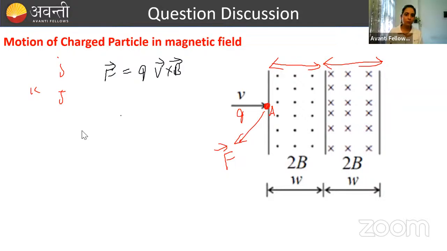So what's the formula of force? It is QV cross B, right? QV cross B. So just see what is the direction of velocity here. What is the direction of velocity here? Direction of velocity is I cap.